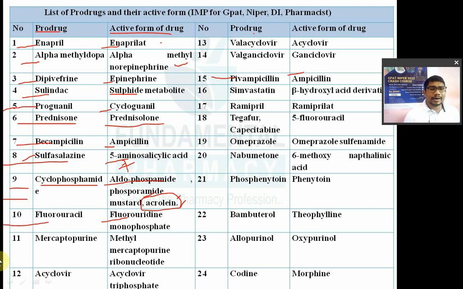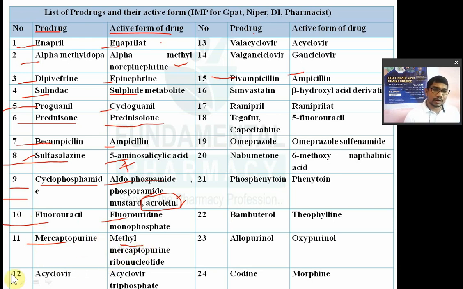Another example of prodrug, mercaptopurine. Again, all these, cyclophosphamide, fluorouracil, mercaptopurine, all these are the anti-cancer drugs. Mercaptopurine is a prodrug converted into methyl mercaptopurine ribonucleotide, that is active metabolite.